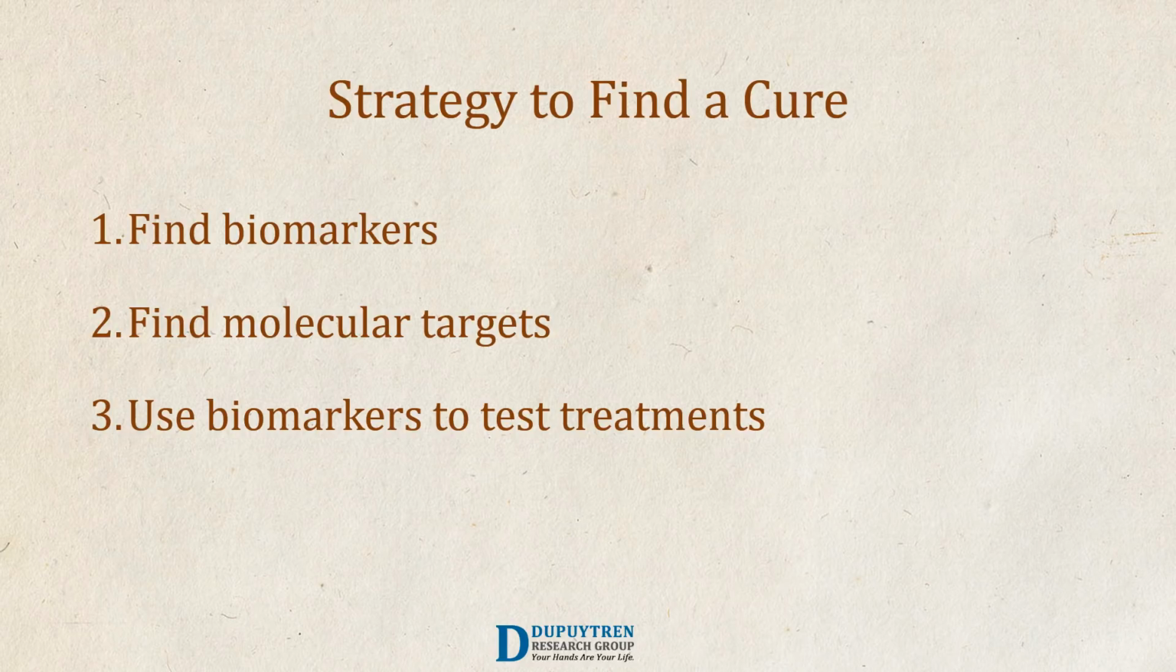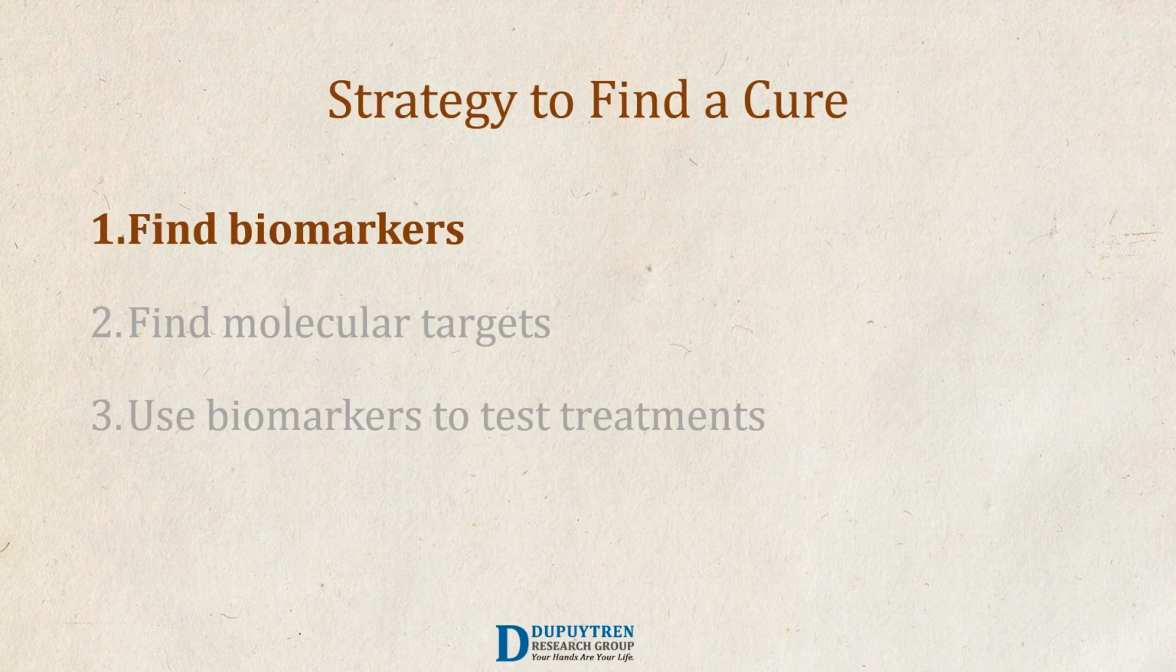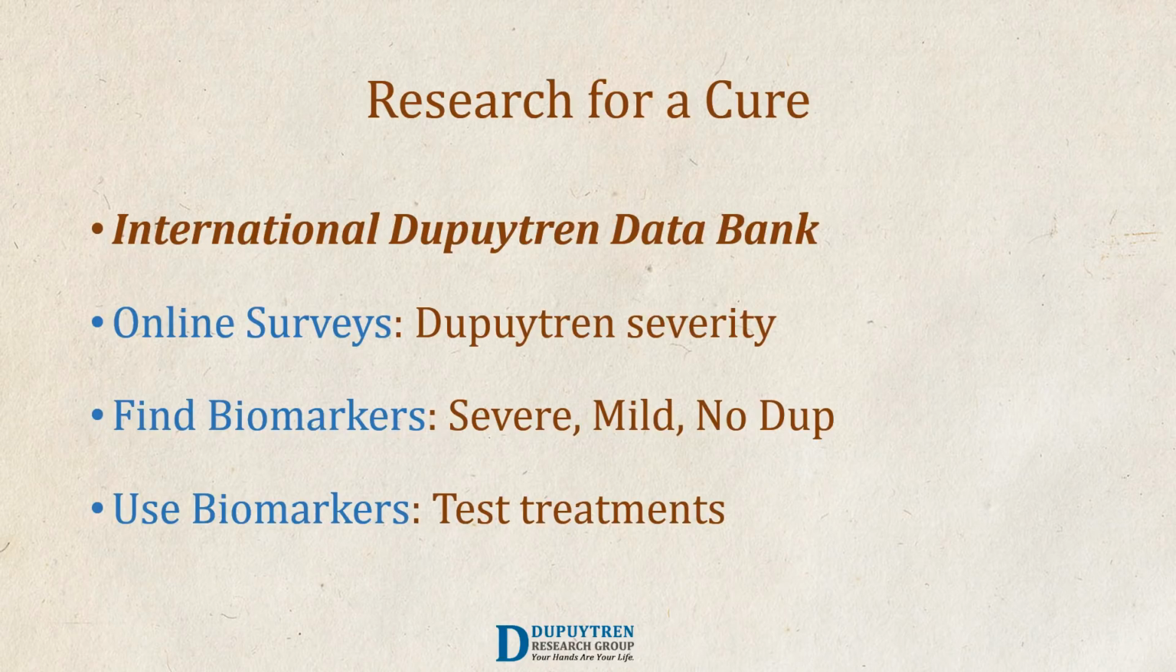Once we have biomarkers, we can identify molecular targets for drugs to act, and then we can use biomarkers to test whether or not the drugs that we think might work actually do work. The key step is finding the biomarkers. This is the core activity of the Dupuytren Research Group through our International Dupuytren Databank. And the databank is set up primarily to find biomarkers.